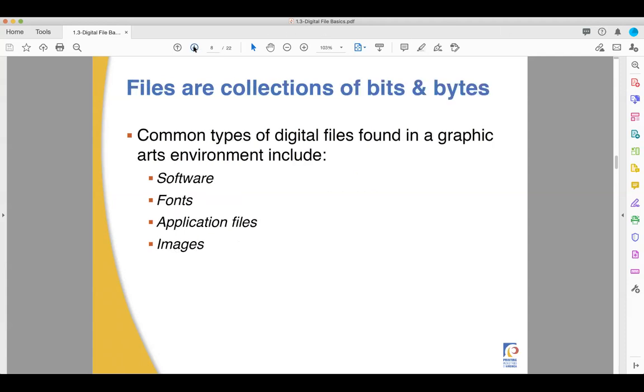Moving on. Files: everything you use on your computer is a collection of bits and bytes. Gigabytes nowadays. That's just how much information is in them. It could be your software application files. Sorry, it can be the software itself. It could be the fonts. It could be the application files. It could be images you're using. Everything on your computer is made up of these same building blocks of base 2.